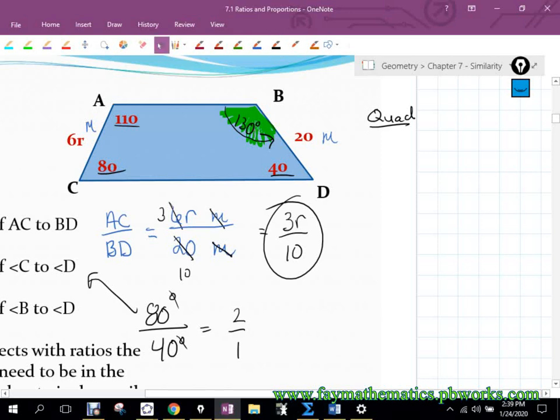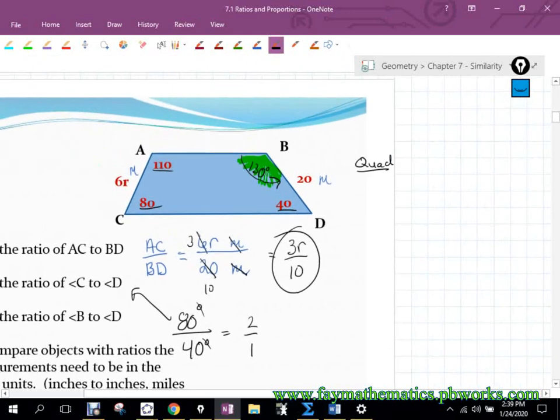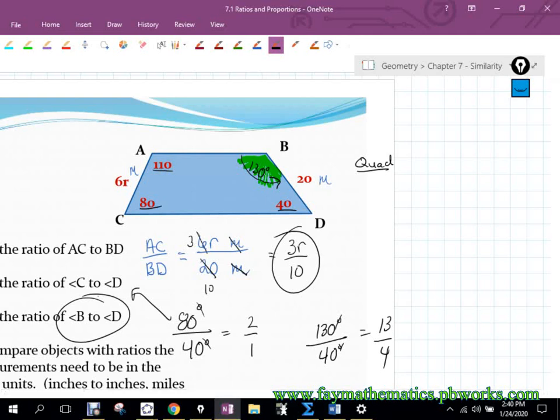So now if I want to compare angle B to angle D, this third question here, it'd be 130 over 40, which gives me 13/4. What that means is that 13 compared to 4 means that if I multiplied the 130 degree angle by 4/13, the reciprocal, it should reduce it down to 40. Does that make sense? If I multiply 40 by 13/4, it will get me to 130.